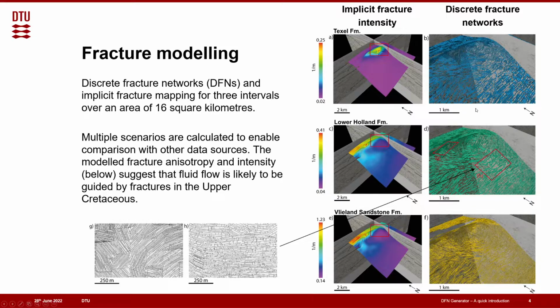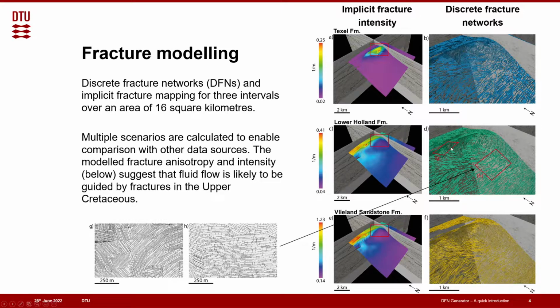What we can see here, though, is on the left-hand side of this figure, we have implicit maps, so they're gridded maps in which each cell is populated with a number that represents the intensity of fracturing within that location. And we can see that in different formations we're producing different maps of fracture intensity. On the right hand side, those implicit calculations have been used to calculate a discrete representation, the discrete fracture network, and we can see the individual fractures growing into one another as we go along.